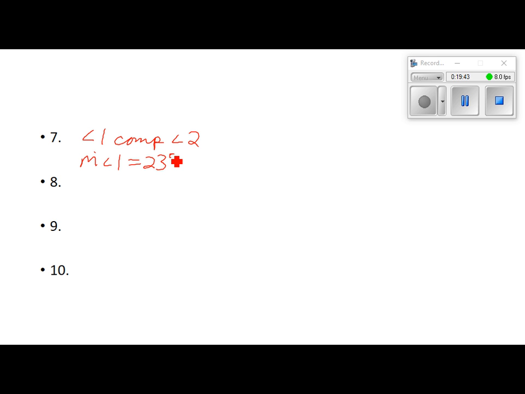If they're complementary, what do we know about them? They add up to 90. So how could we find angle 2? Subtract 90 minus 23. What's it, 67? 77? Which one is it? 67.